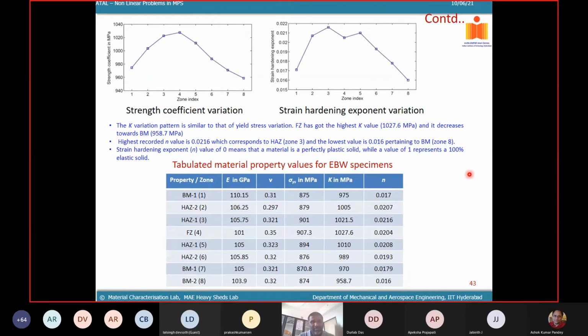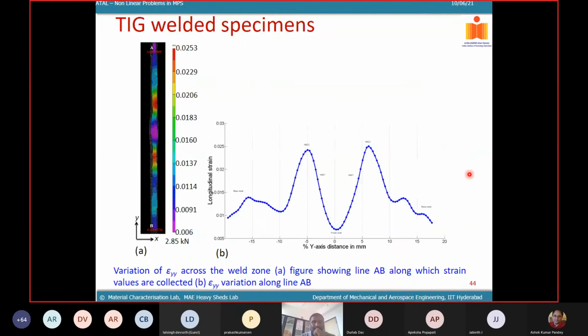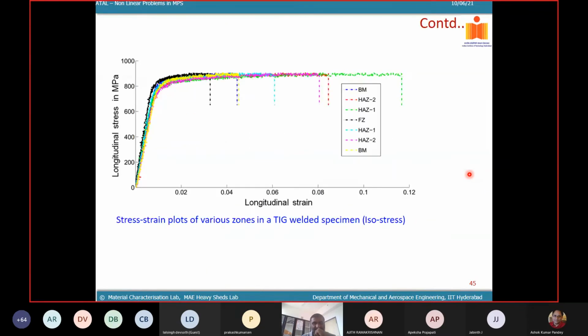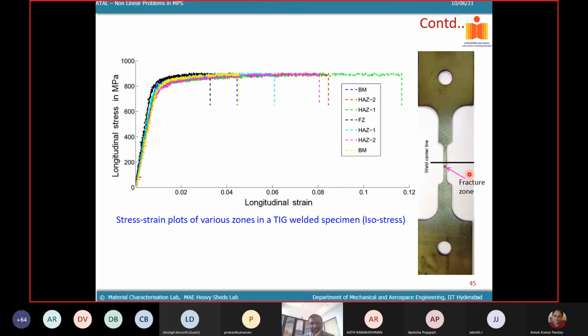It's not big, but around 10 GPa is the difference between the fusion zone and the parent metal. So it's quite considerable when you look at the weld. And this is for the TIG welded thin sample. Again, you can see that from HAZ to fusion zone, your strain levels are going down. And just in the HAZ, maybe in the transition, the strain concentration takes place and it breaks off. Same procedure, same process. Individual properties we have estimated, and then we have extracted the coefficients.